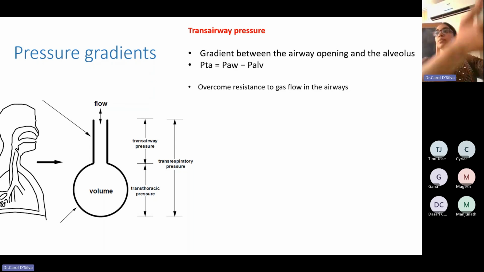That high pressure gradient will cause the gas flow. Okay, but this is a pressure that is required to overcome the resistance to gas flow in the airways. So if this narrows, what will happen? The pressure will increase. And if this distends, the pressure will be lesser. You all remember Poiseuille-Hagen's law formula? Any of you, at least the SRs?